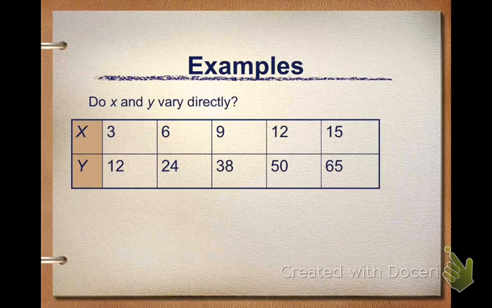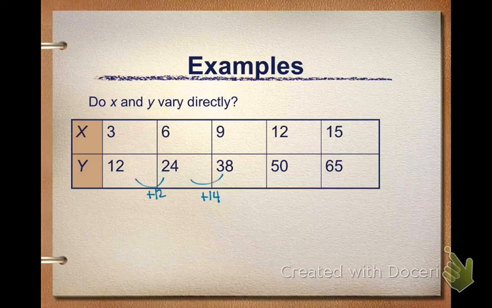So it says, do x and y vary directly? Basically, does it have a constant slope? Does it have the same change in y over the change in x? Yes, no, you don't know? Why not? Because the y values are 12, and then 14, then 12, then 15.